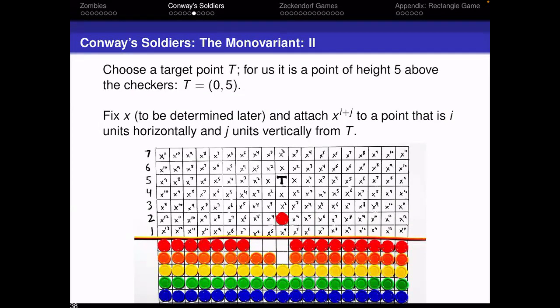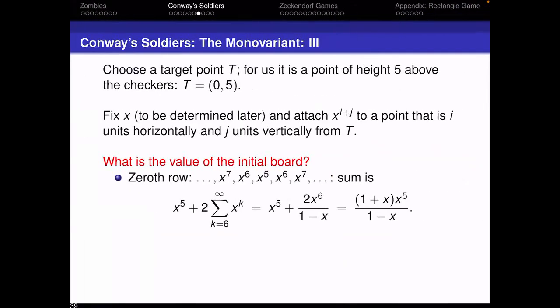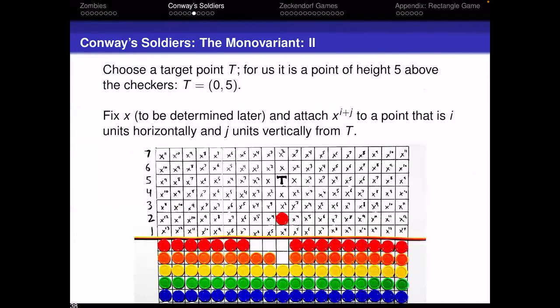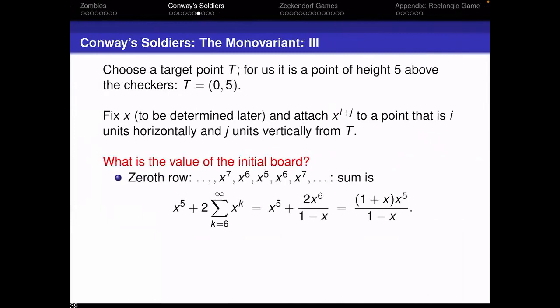And now let's just figure out what is the sum of the initial board. Well, the 0th row, going back, it's over here, it's x to the 4, here's x to the 5. So x to the 5 is the smallest, and it goes x to the 6, x to the 7, x to the 8 to the right, and then x to the 6, x to the 7, x to the 8 to the left. So the 0th row is going to be the following. And so if I look at the sum, it's just x to the 5th, and then twice the sum of x to the k going from 6 to infinity. Well, the geometric series has many remarkable, wonderful properties. One of them is that if you just truncate, sure.